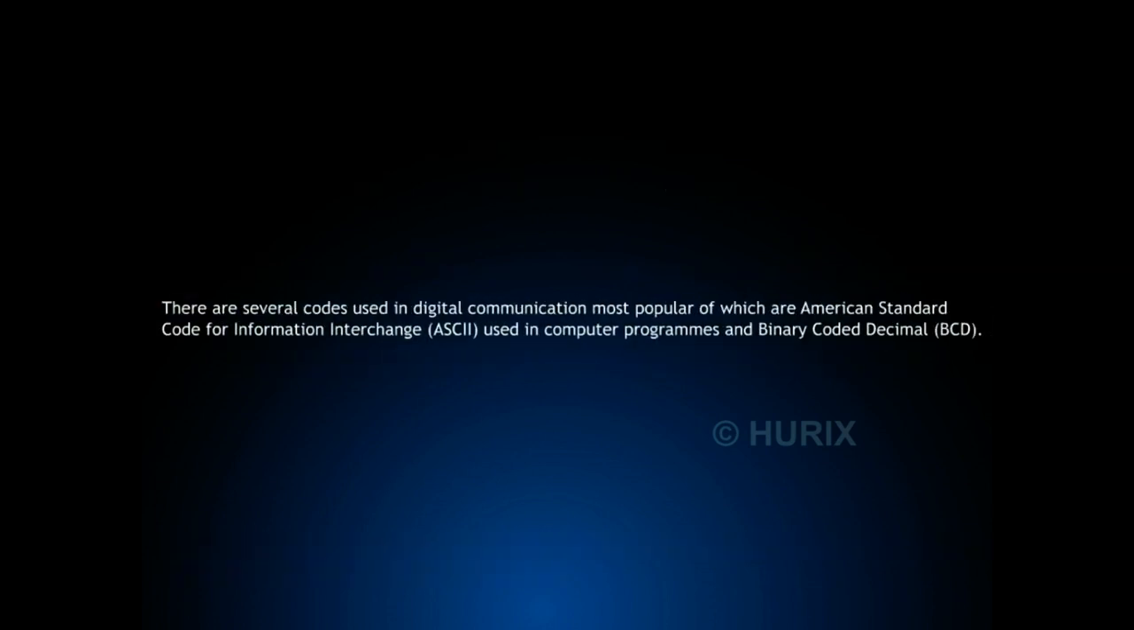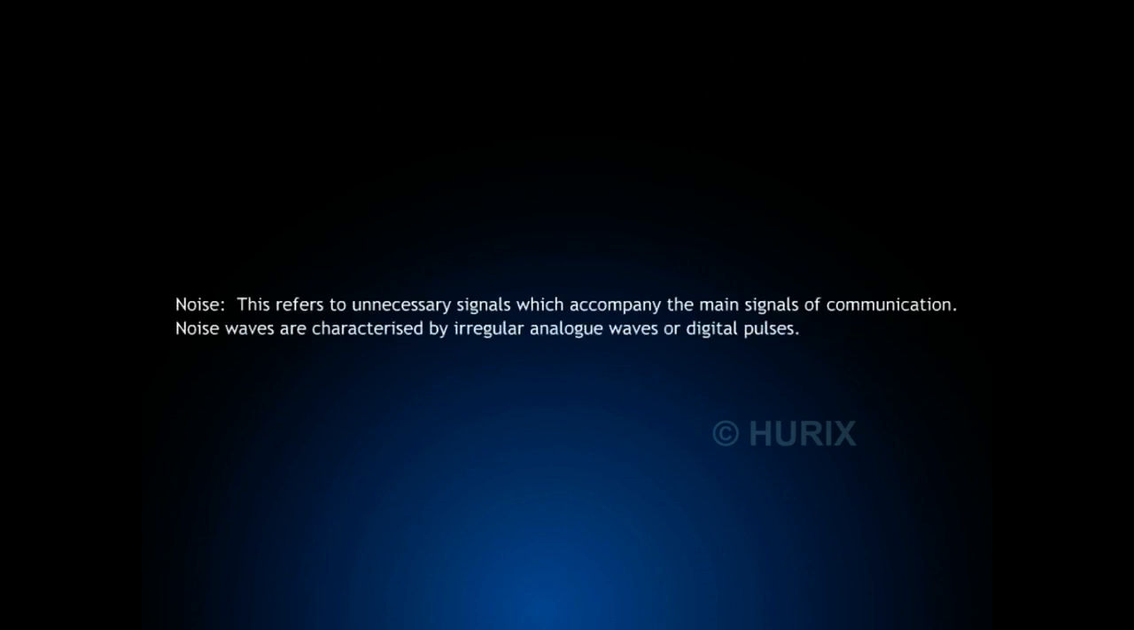There are several codes used in digital communication, most popular of which are American Standard Code for Information Interchange, ASCII, used in computer programs, and Binary Coded Decimal, BCD. Noise. This refers to unnecessary signals which accompany the main signals of communication. For example, when an electric mixer situated in the adjacent room is switched on, your TV reception gets disturbed. Noise waves are characterized by irregular analog waves or digital pulses.